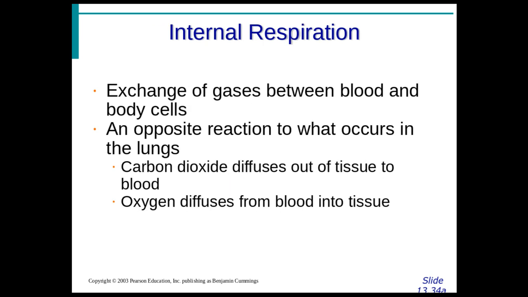Internal respiration is the exchange of gases between blood and body cells. An opposite reaction happens compared to the lung. Carbon dioxide diffuses out of the tissue into the blood. Oxygen diffuses from the blood into the tissue. So now you get down to the muscle cells, down where you need the oxygen in the mitochondria for all the things you need to do. We're still using high concentration to low concentration for internal respiration.